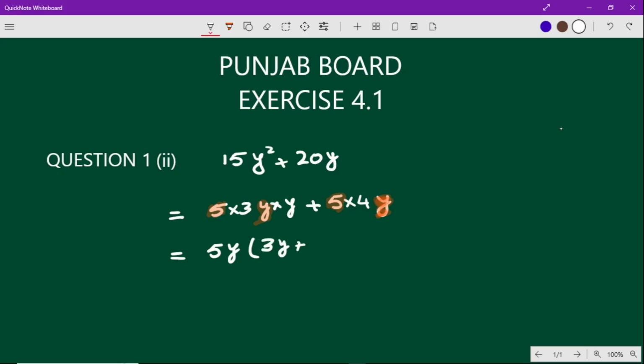Plus, and this is 4. 5 and y are highlighted, and we are left with 4. So this is the factorization of this question. This is the answer.